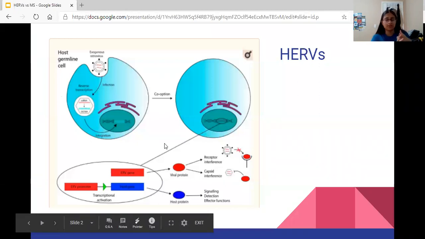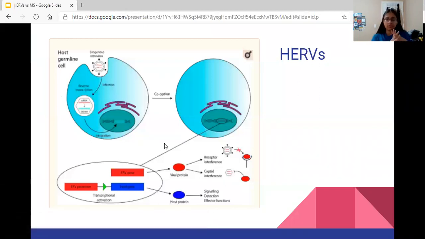So, HERVs. Basically, normal viruses replicate by injecting their DNA into the host cell and then hijacking that host cell's mechanism in order to create RNA and proteins in order to create mature viruses, which will then be released from the host cell. Retroviruses do the opposite. They actually insert RNA into the host cell. They hijack the machinery in order to create DNA.